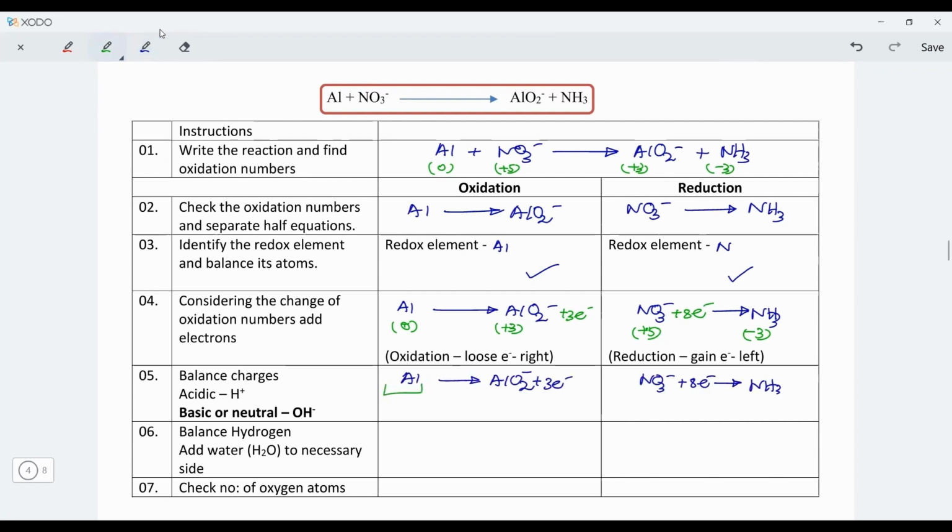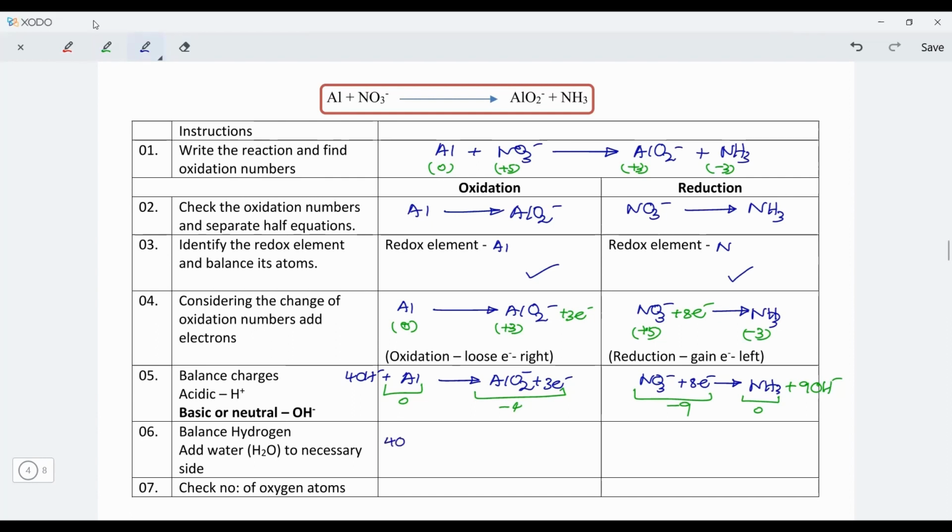Here if you check the charge, it is 0. Here it is -4. Then to balance charges, you have to add 4OH minus to your left side. Okay. And if you check the charges here, it's -9. To balance that one, here it is 0. To balance that one, you have to add 9OH minus to this side. Right?